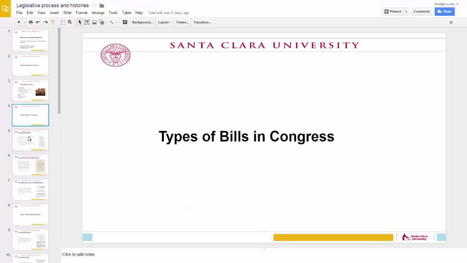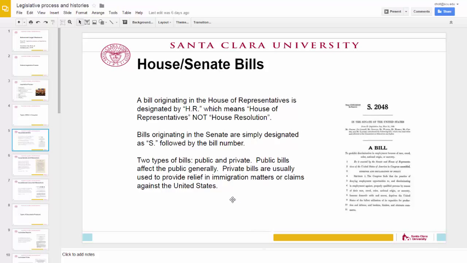The types of bills that are created in Congress will include our House and Senate bills, which are predominantly going to be the types of bills that you will encounter in legal practice. House and Senate bills always are prefaced with an abbreviation for the chamber. It's S for Senate and HR for House of Representatives. The HR is House of Representatives, not House Resolution. That's a common mistake there.